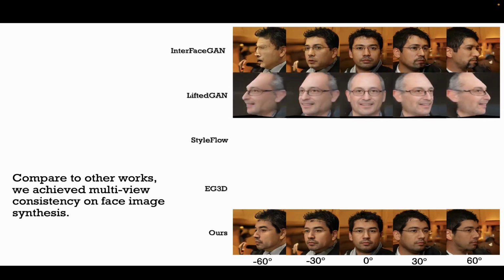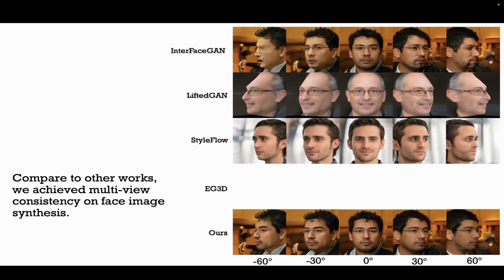LiftedGAN utilizes the depth map as the shape representation and trains a couple of modules to render stably in various perspectives. Compared to InterfaceGAN, LiftedGAN maintains a more consistent image content with varying yaw angles. However, it suffers from severe image distortion as the yaw angle increases.